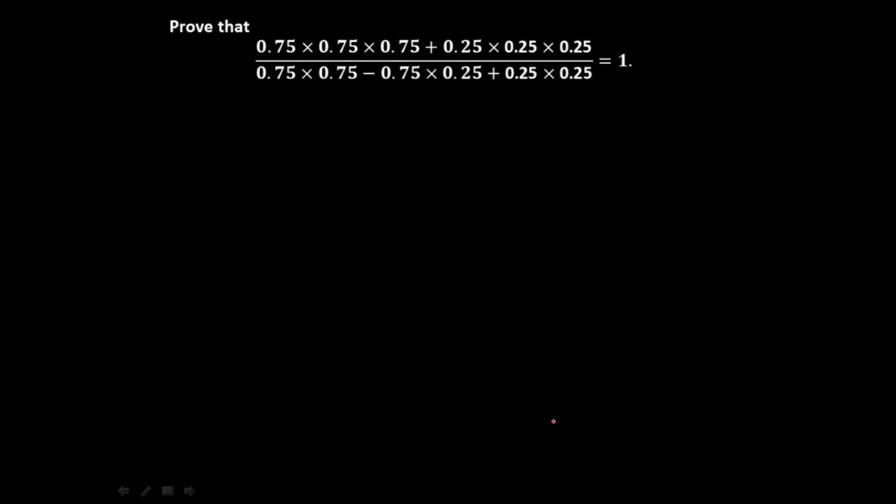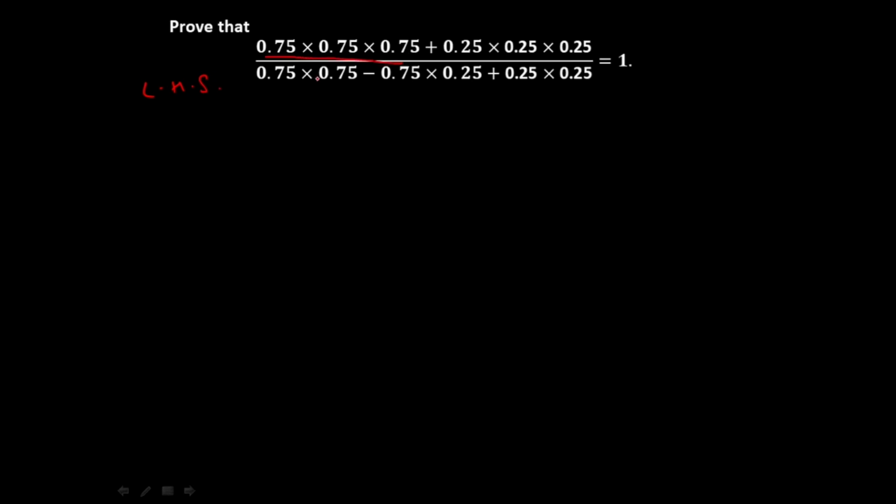Next question. It seems to be a little weird, very long, very complicated, but it is not. Prove that this left hand side is equal to 1. Let's see how to solve this question. I'm choosing the left hand side here. I'm doing it directly.